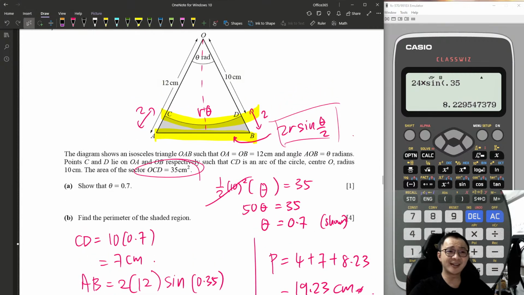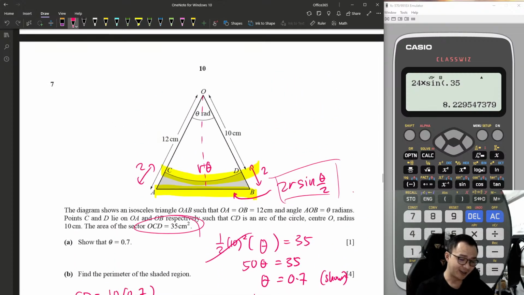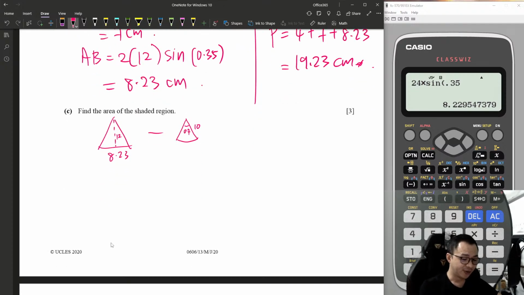Area of shaded region, basically triangle minus sector. Sector we know already is 35. We just need to find the area of triangle. Since we know the length of AB, this triangle's base is AB, 8.23. Do we have a 90-degree height? Yeah, the 90-degree height will be 12, right? Then we minus the sector, it's 10 and 0.7. Okay, let's do it. So half times base times height minus half r squared theta, and this is 35. We already know it's 35, minus 35.